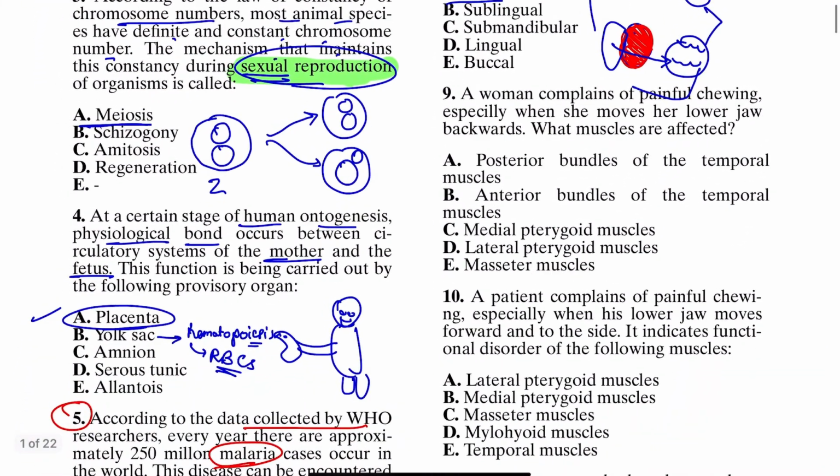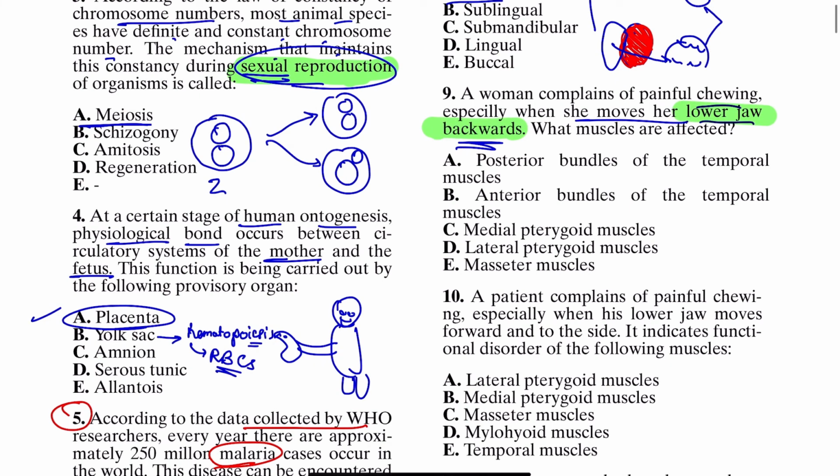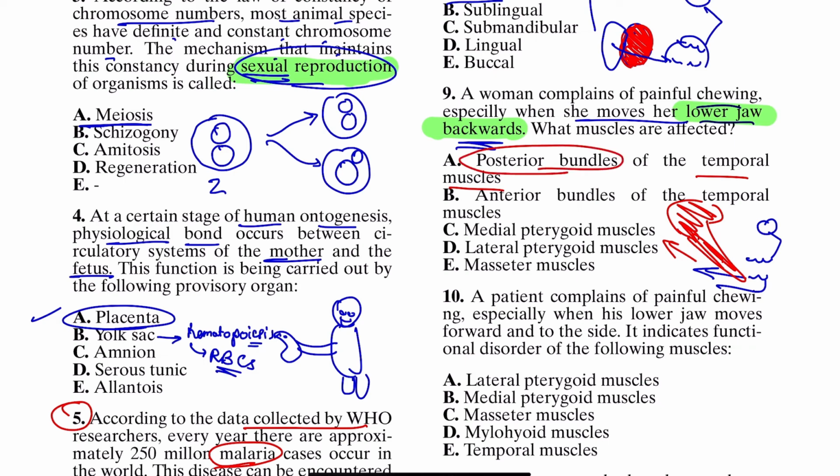Here we see a woman complains of painful chewing when she moves her lower jaw backwards. So she has a problem with moving her jaw backwards. She cannot move that. So what is responsible for that is a muscle called the temporal muscle, a chewing muscle, and specifically the posterior bundles. The posterior bundles of this muscle pull the jaw backwards.